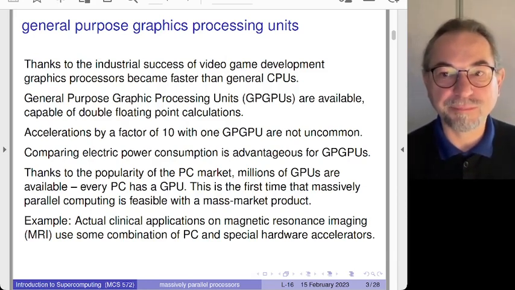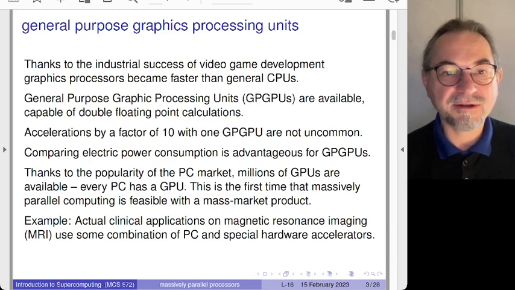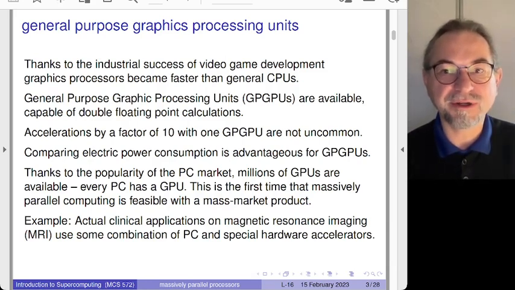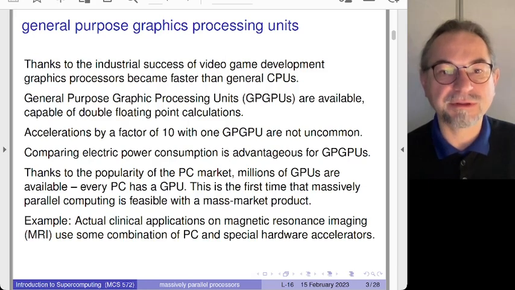So a lot of problems are memory bound, and you already gain a lot of speedup just by the fact that the memory bandwidth of graphics processing units is typically one order of magnitude higher than that of the common central processing units.